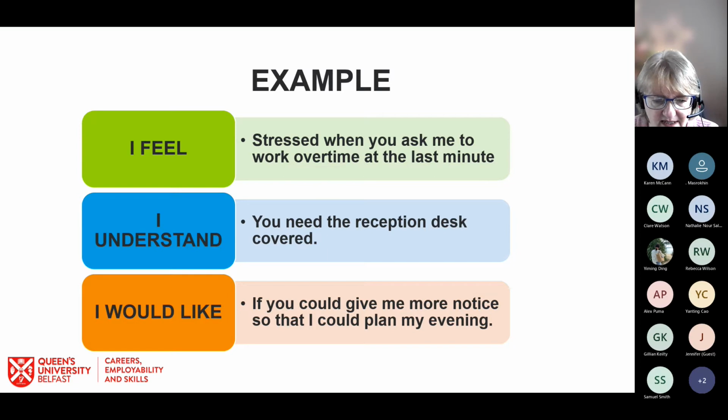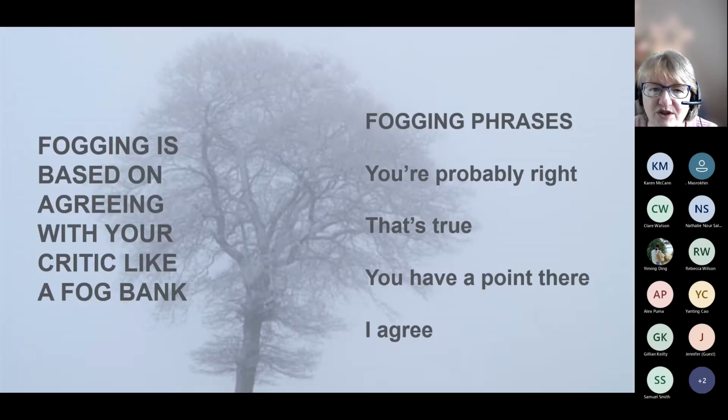Okay, so that is the I statement technique. And I'm just going to move on to fogging. Fogging is a really simple technique, but it is not for everyone. It is used when someone is maybe complaining at you, so it might be quite good in a customer care situation, or when someone's very angry and you basically want to avoid an argument.